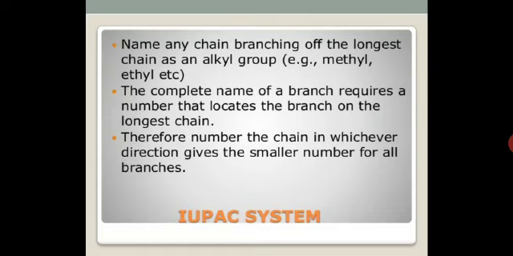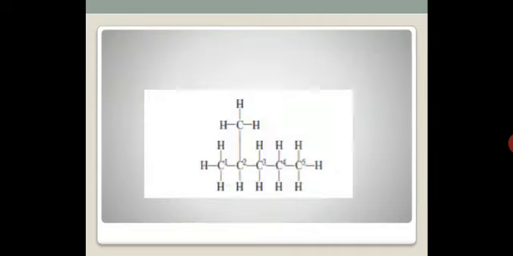The complete name of a branch requires the number that locates the branch on the longest possible chain. Therefore, number the chain in whichever direction gives the smaller number for all branches. You will see this shortly. Look at the structure that I showed you on the other slide.